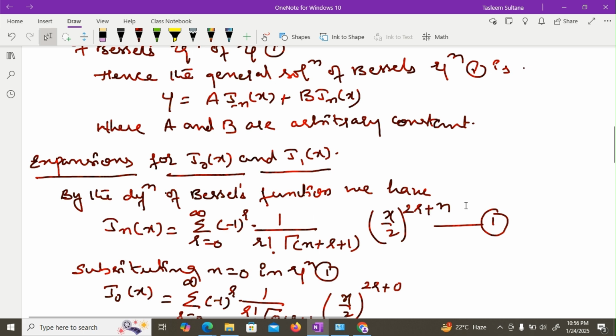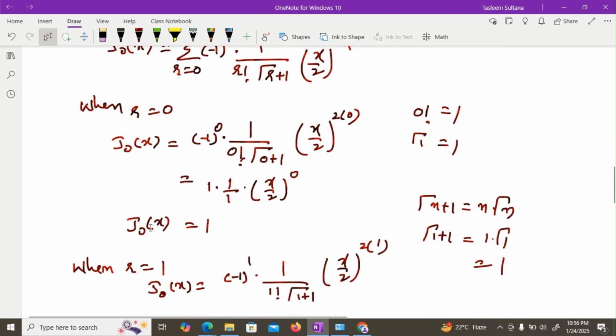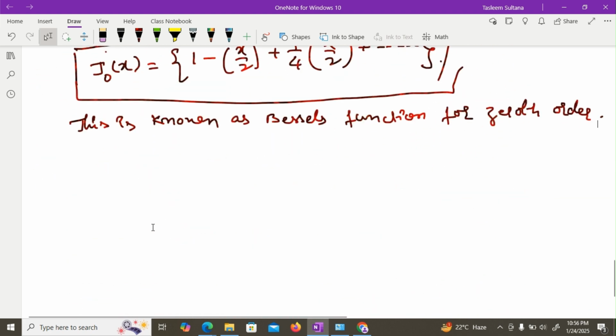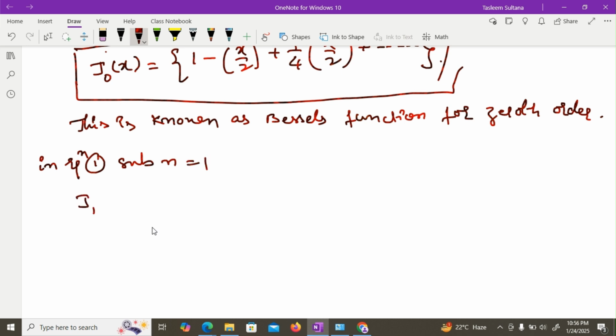First, what we are going to do is substitute n is equal to 1 in equation 1, where equation 1 is your Bessel function of the first kind of order n. So we will substitute n is equal to 1 in your equation number 1.